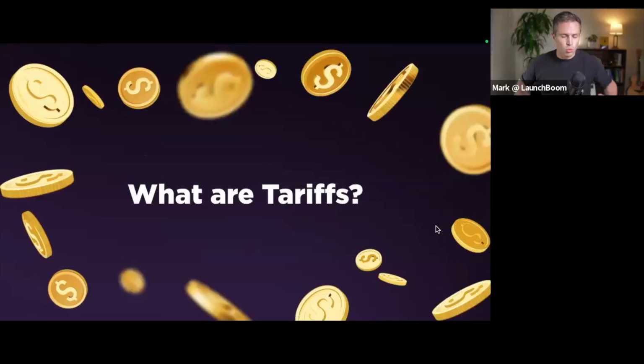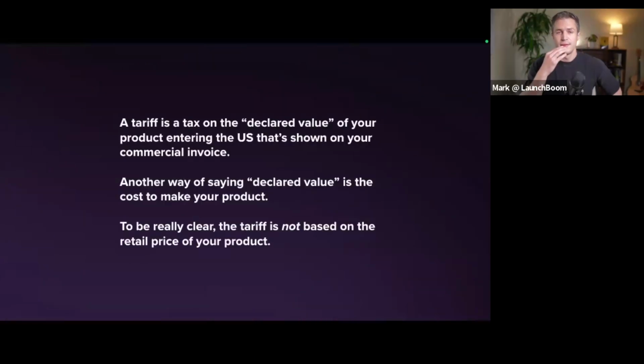Let's dive in. So real quick, I'm going to go through a little bit of basics. A lot of you probably already know this, but let's just start with really quickly the basics. So what is a tariff? A tariff is a tax on the declared value of your product entering the US that's shown on the commercial invoice. So another way of thinking about the declared value is that it is the cost to make your product. I just want to be really clear here that the tariff is not based on the retail price of your product, which is where some people have a misunderstanding. Still, it does add up to real money, which we will talk about, but it is based off of the declared value on the commercial invoice.